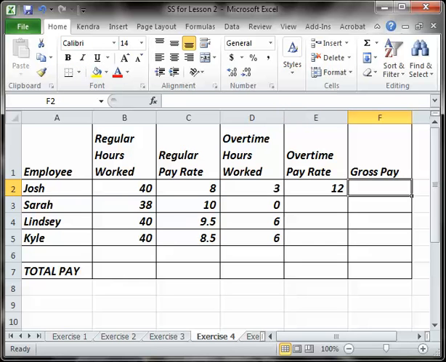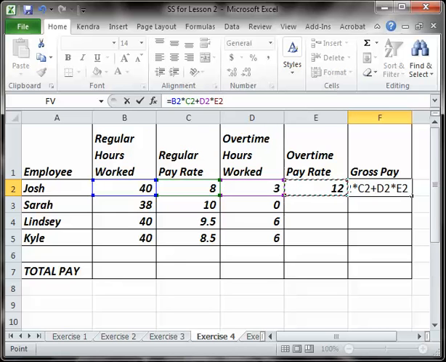His gross pay will then be, in the formula bar, it will equal the number of regular hours times his pay rate plus the number of hours that he worked overtime times his overtime pay rate. Now, just notice here that I did not put brackets around here. I could have, but the spreadsheet does follow BEDMAS, so it will do the multiplication before it does the adding.